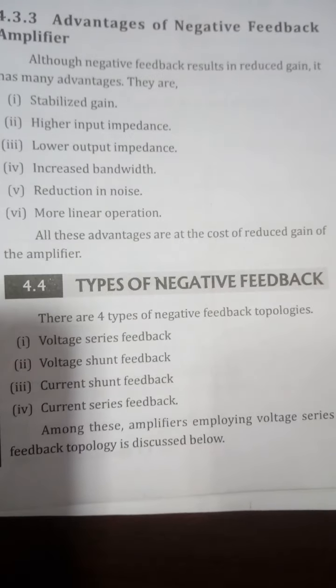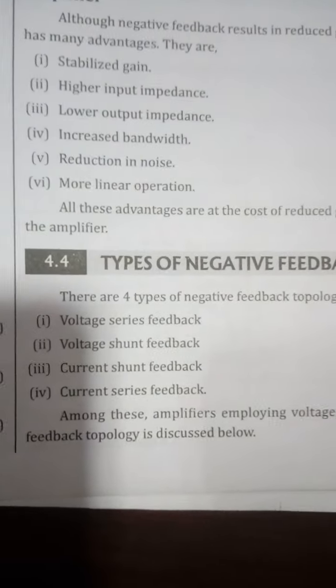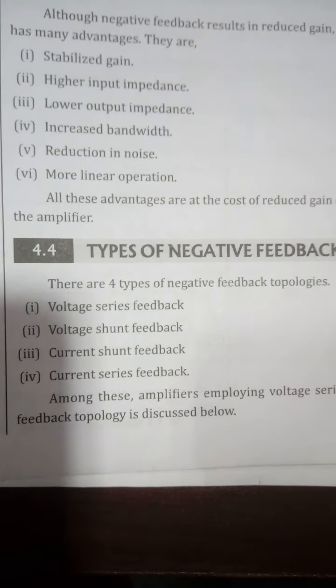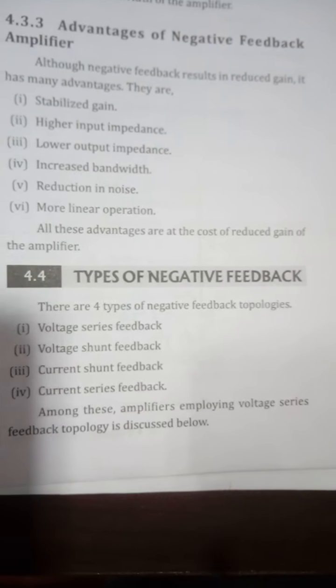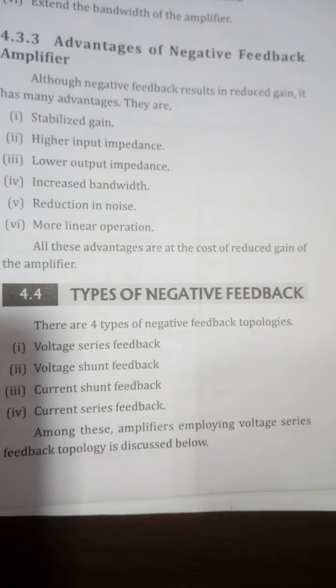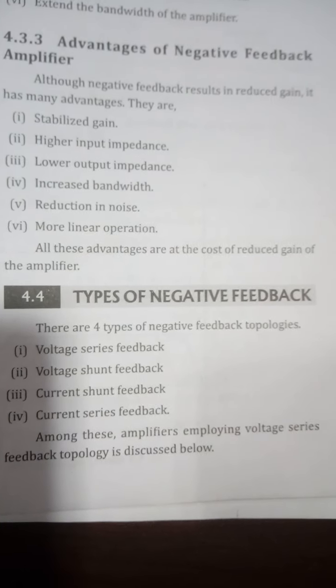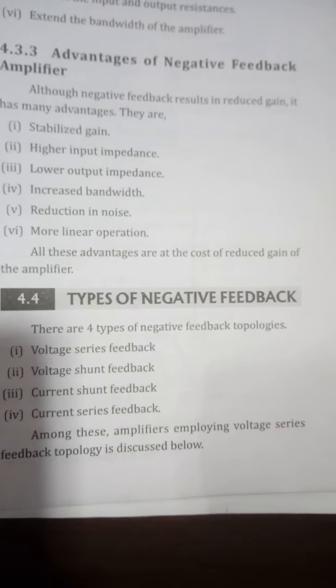And there are some types of negative feedback. They are voltage series feedback, voltage shunt feedback, current shunt feedback, and current series feedback. Among these, amplifiers employing voltage series feedback topology are discussed in the next video.